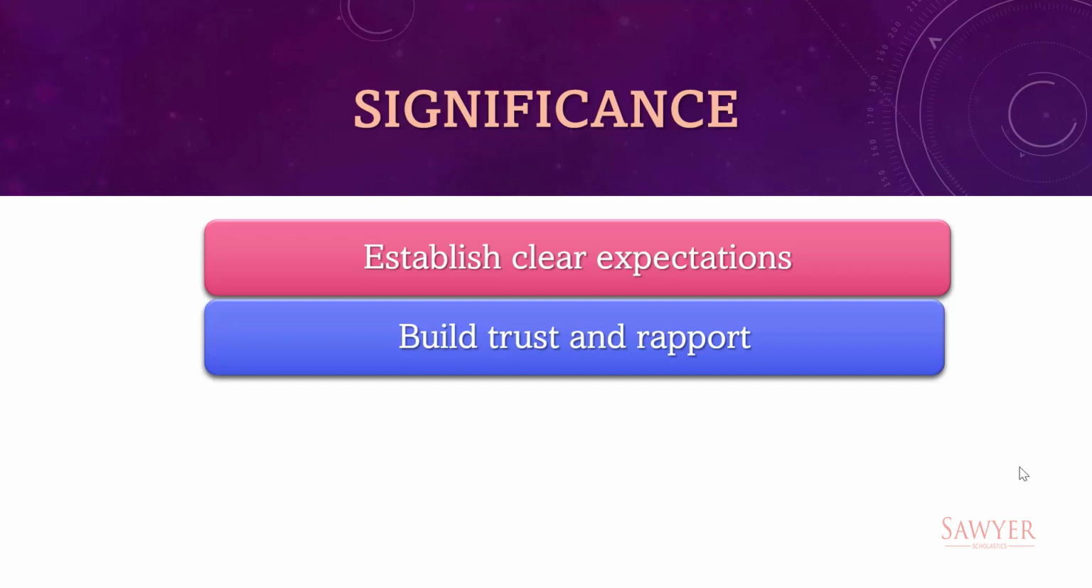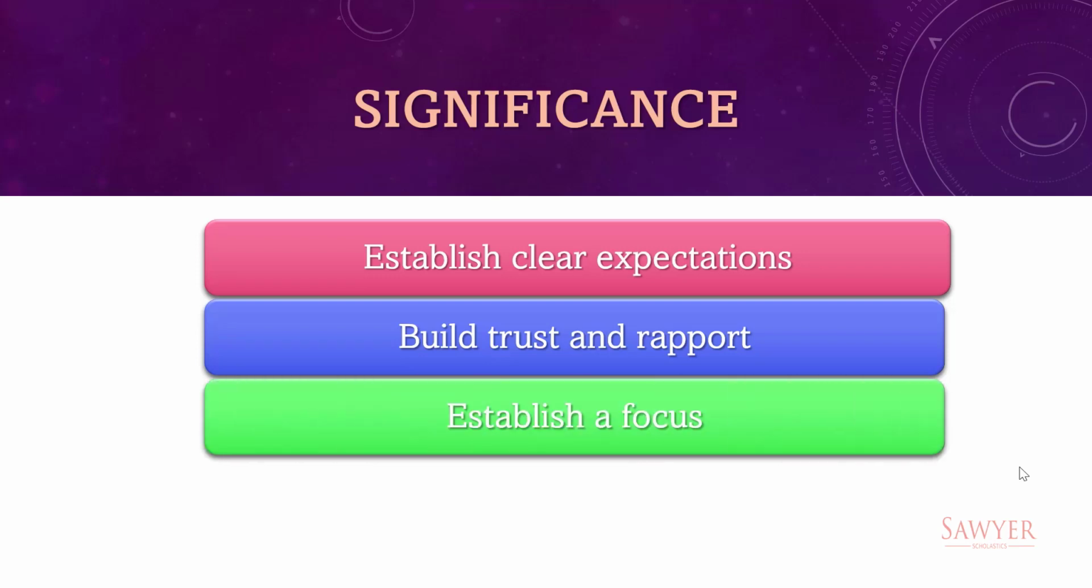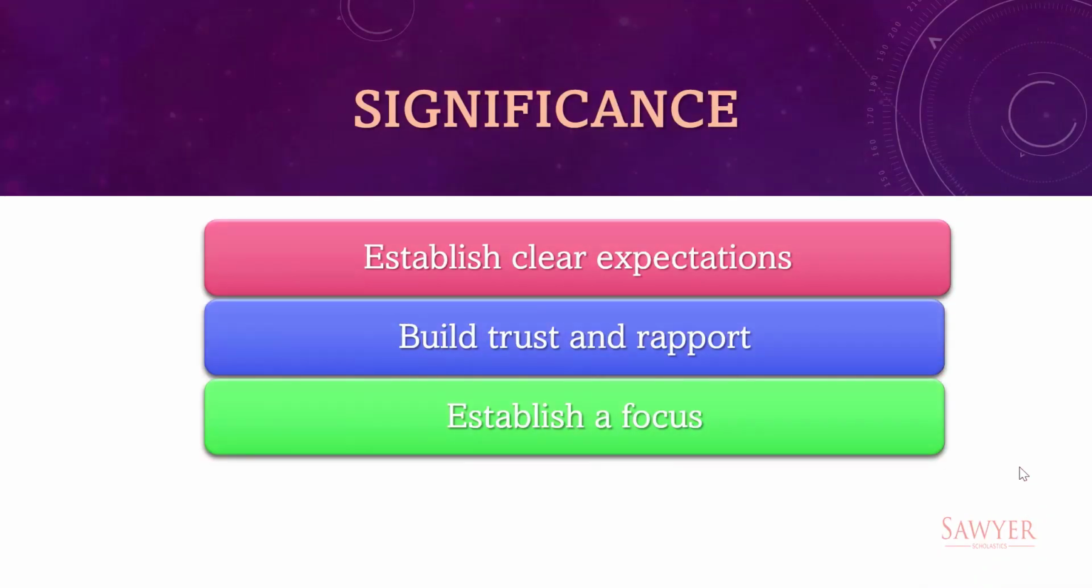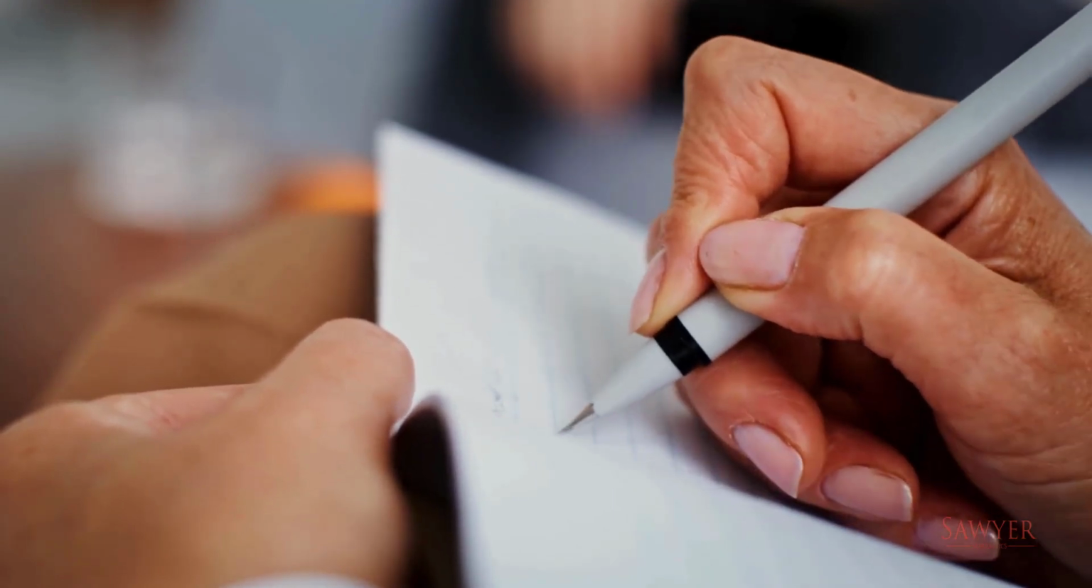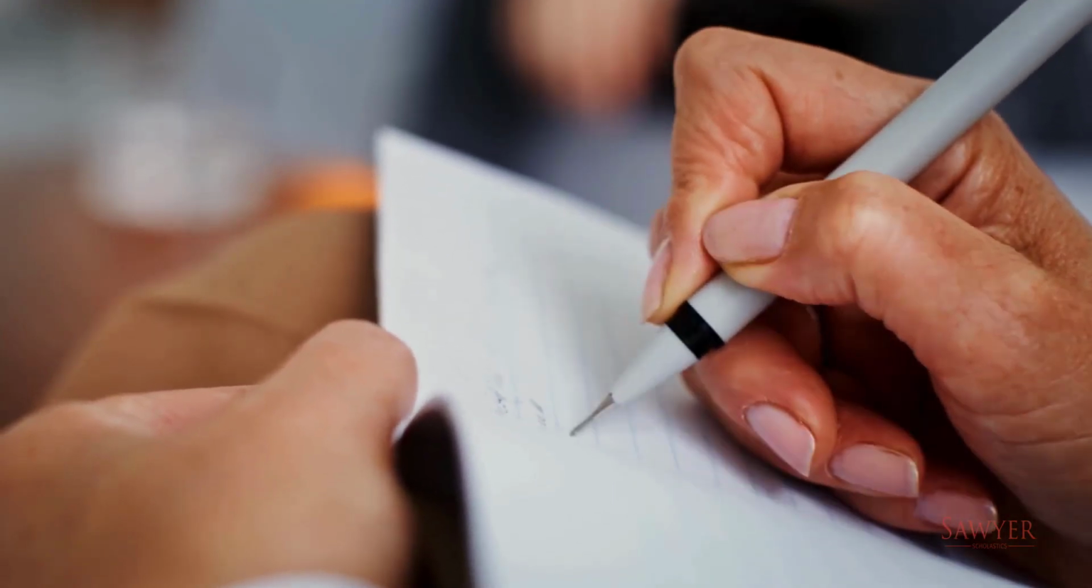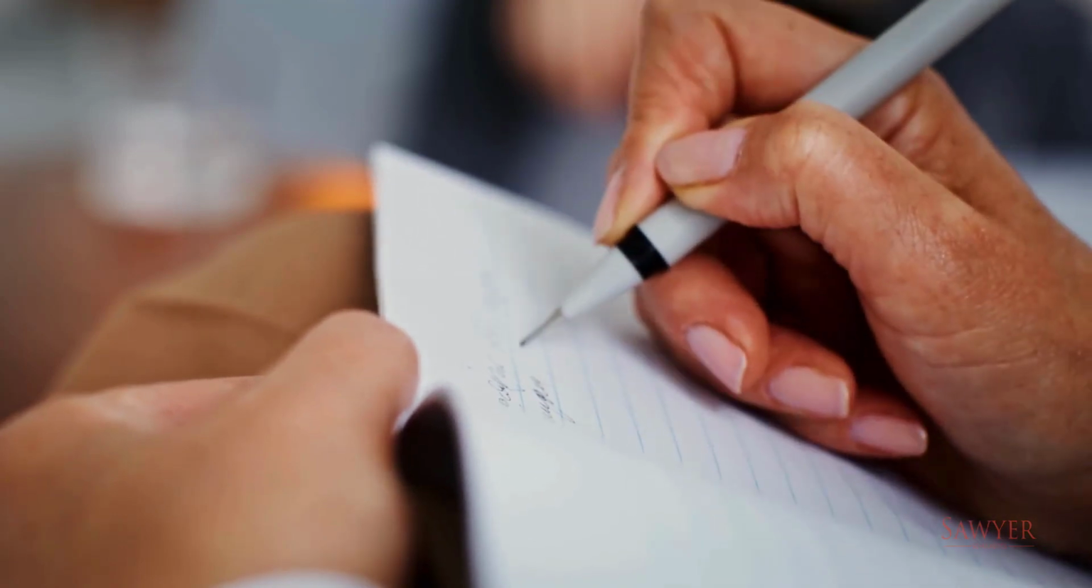Another significance is that it helps to establish a focus. By having these pre-observation and goal-setting discussions, you can establish a clear focus for what's happening. Remember, the pre-observation conferences help establish focus for the observation process itself. The conference also allows the observer and the teacher to identify specific areas of focus that are relevant to the teacher's unique context and needs.